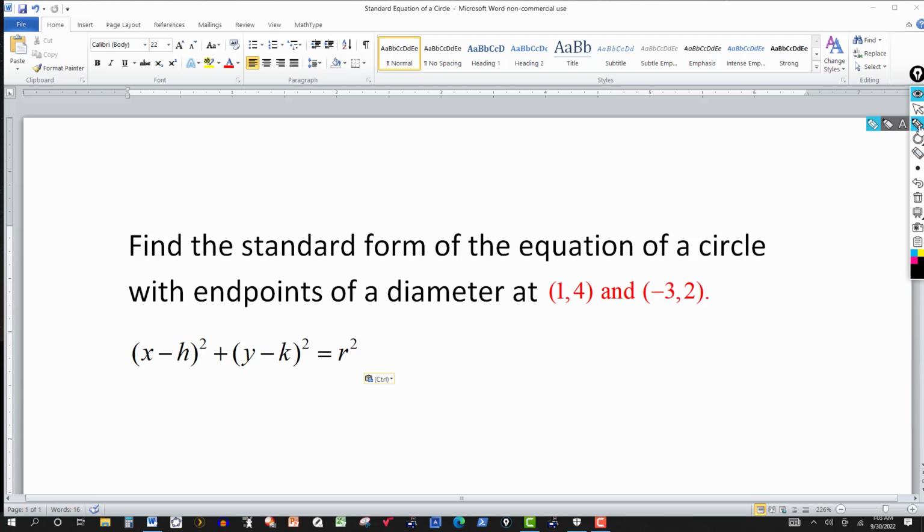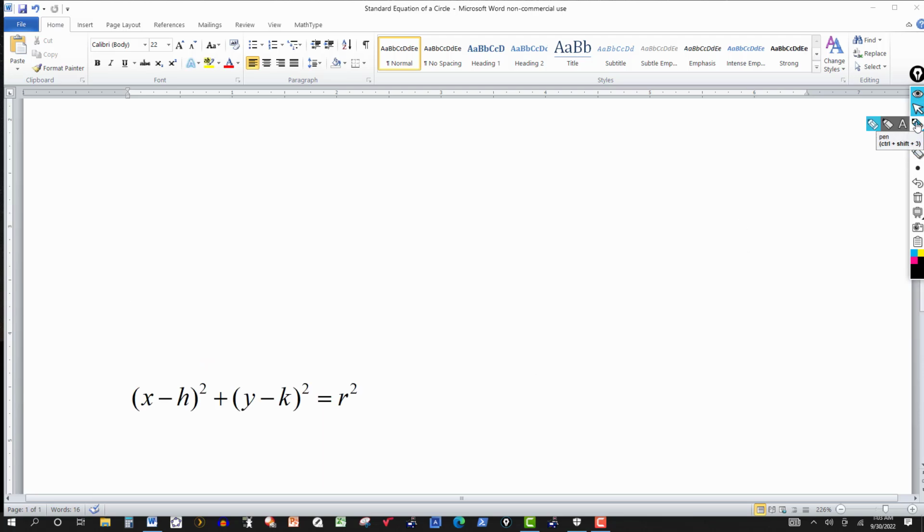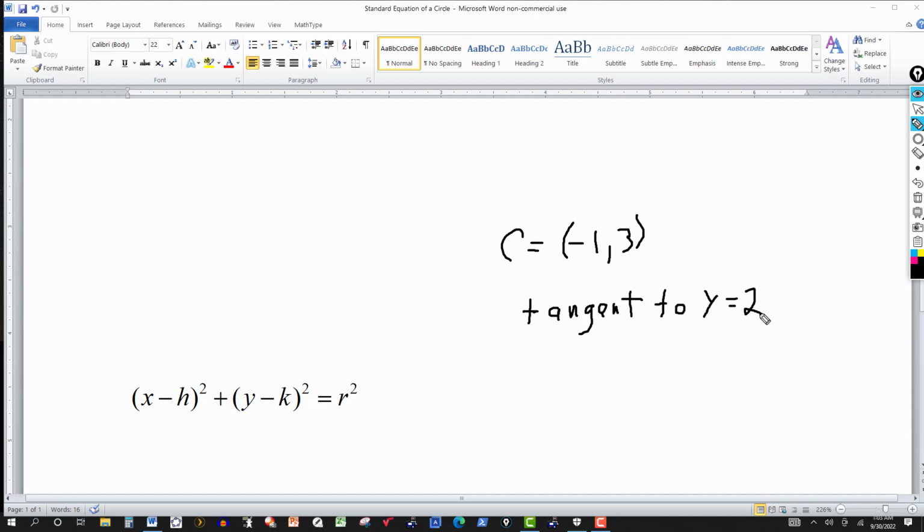Let's look at one more here. Let's suppose they tell you that there's a circle that has the center at (-1, 3), and it's tangent to the line y equals 2. We know the center, and it turns out to be the same center as the last problem, but that doesn't matter. So we've got something like this then.